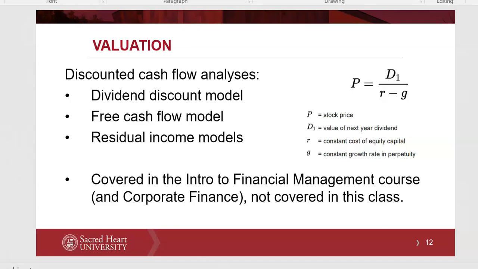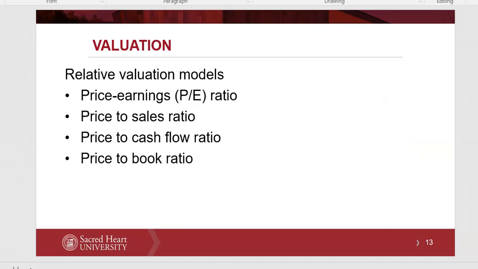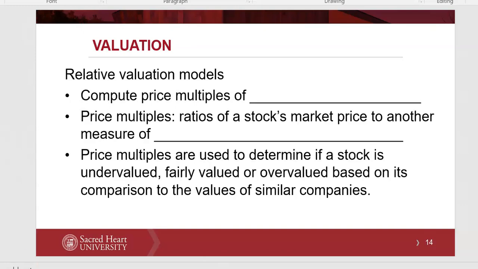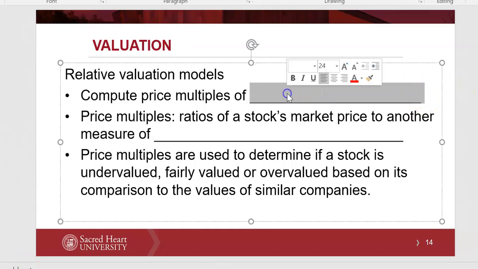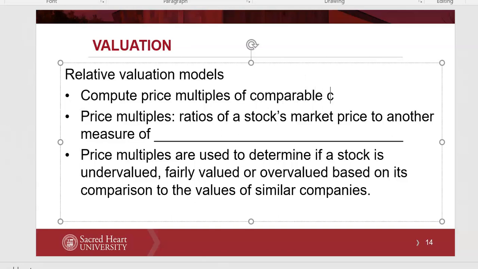Here are the four topics we're going to cover: relative valuation models, PE ratios, price to sales, price to cash flows, and price to book ratio. Our measures are all relative valuation models. We're going to compute price multiples of comparable companies.